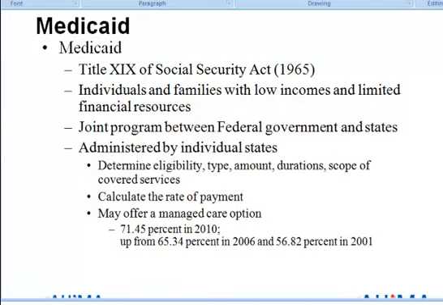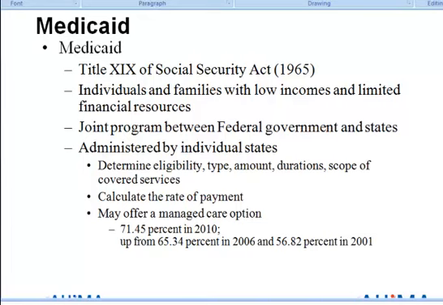Originally known as the Medical Assistance Program, Medicaid was added to the Social Security Act in 1965. It is a joint program between the federal and the state governments to provide healthcare benefits to low-income persons and their families. So basically, the key to remember, it is a joint program. It's not completely run by the government. It is not completely run by the state.